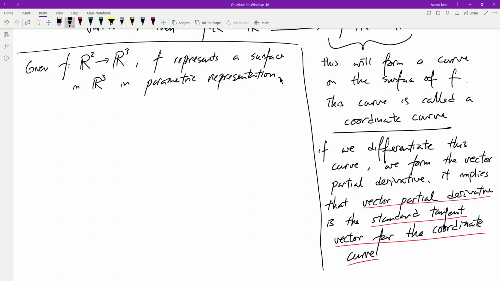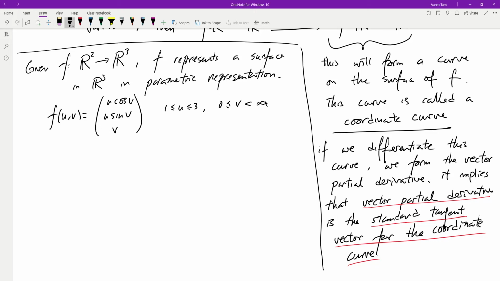So let's look at a very basic function that we know. Let's say we have f of (u, v) equal to (u cosine v, u sine v, v). And I'm going to let my u go between 1 and 3, and I'm going to let my v go on to infinity. Okay? So now let's take a look at what this transformation would do.